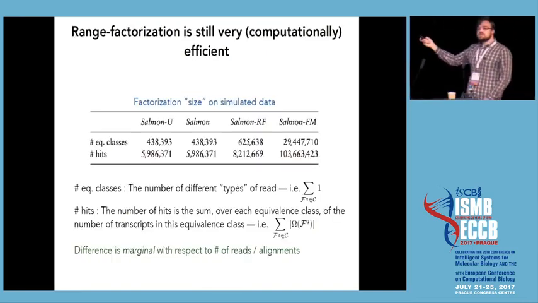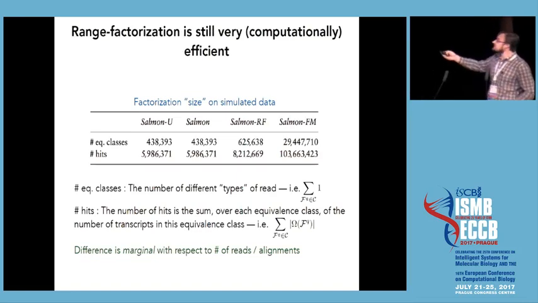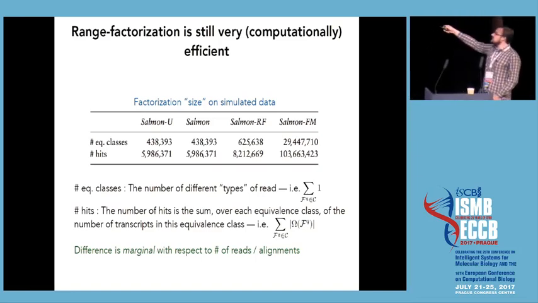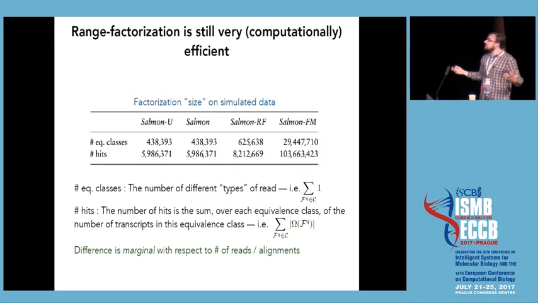So how does this change the number of equivalence classes? Because we're chopping these things up. This is what we see in practice, that the number of equivalence classes goes up from about 400,000 in the simulated data set to 600,000, but the number of reads is 30 million, right? So it's a marginal difference with respect to the number of reads. So it's still computationally efficient. It translates into a few seconds per sample in terms of wall clock time inference.